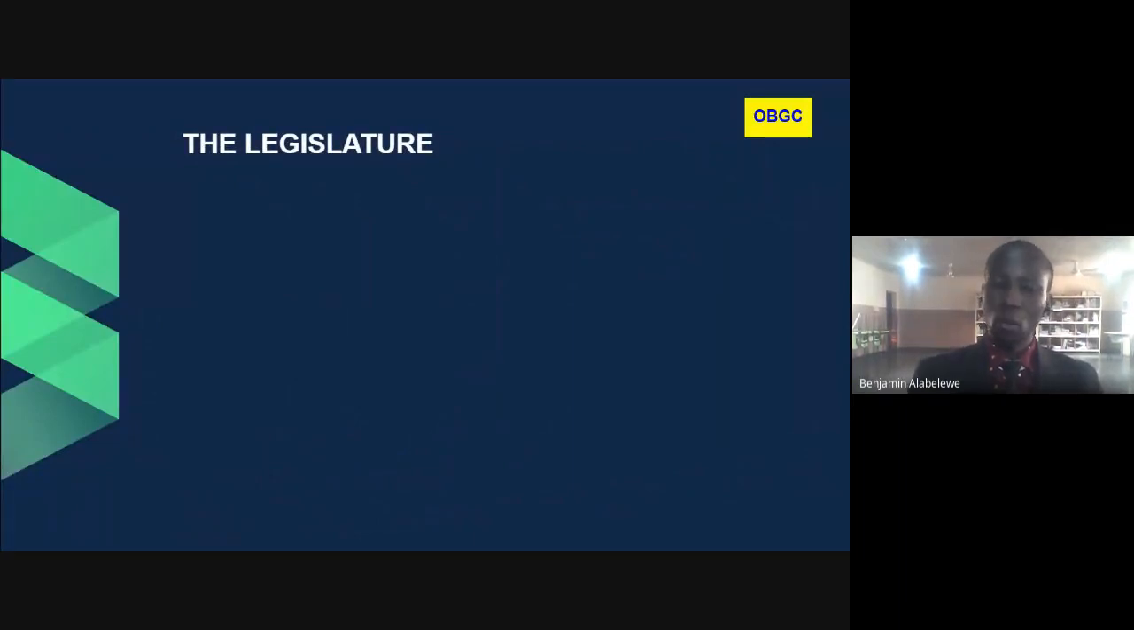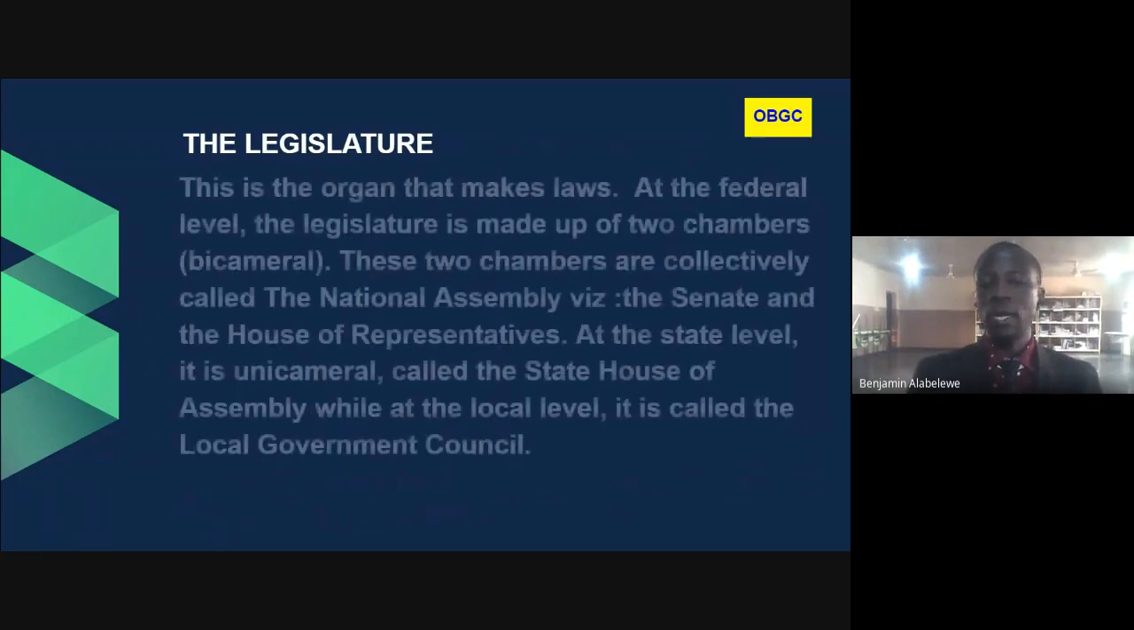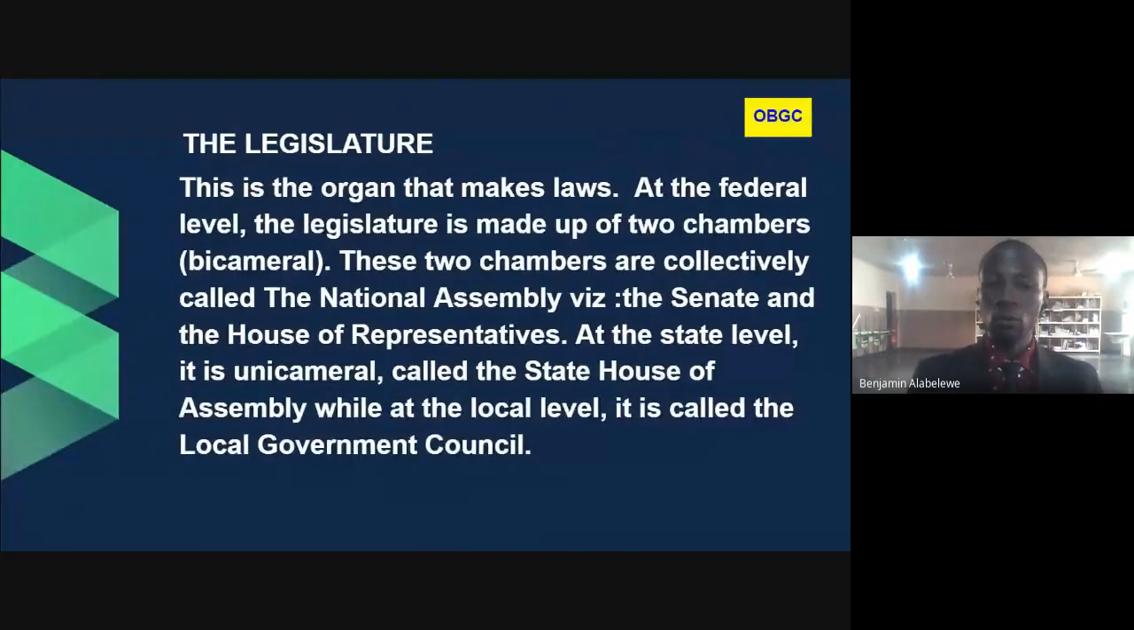The legislature. When I say the legislature, I'm talking about the body of legislators. An individual is a legislator, while the group is the legislature. And this is the body that is vested with the responsibility of making the laws that govern the affairs of the nation. The legislature is the organ that makes the law.